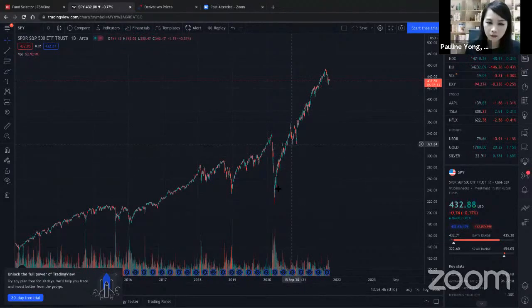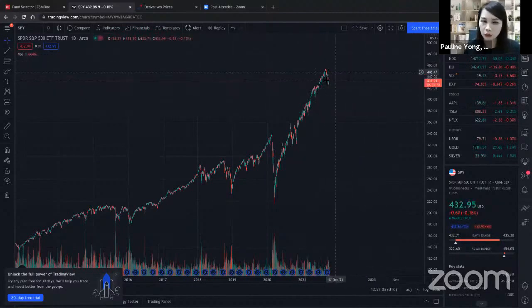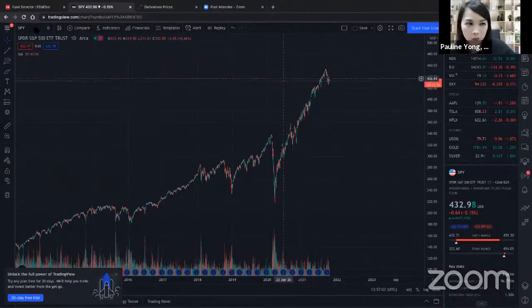But nevertheless, let's say we start from March 2020 here. So let's say we count from here, 1, 2, 3, 4. This is just a wave 4, and then you could be looking at 5. So the trend is still up there. The trend is still very bullish for SPY.